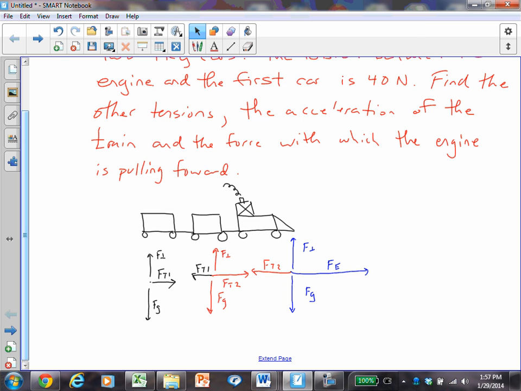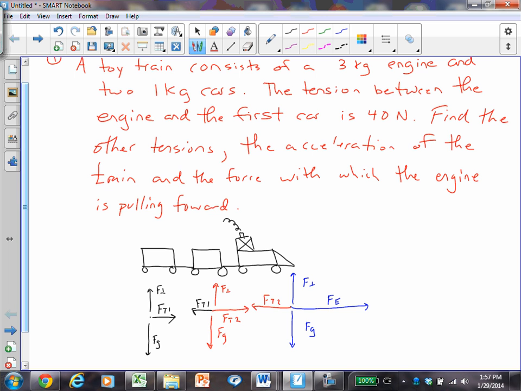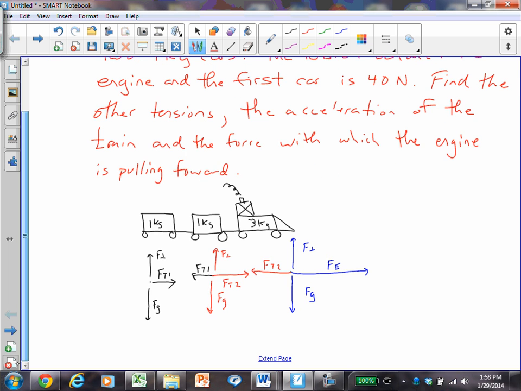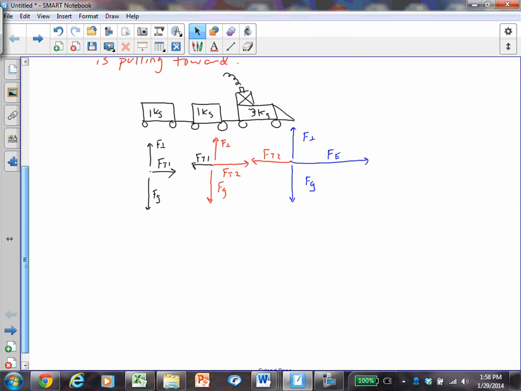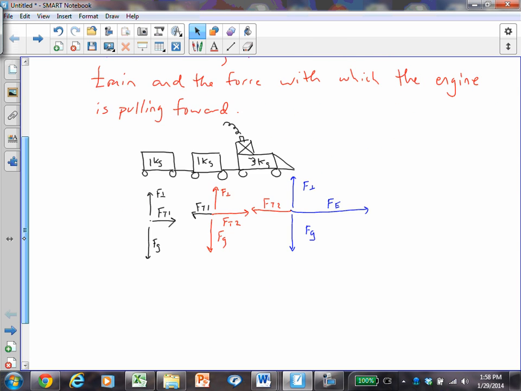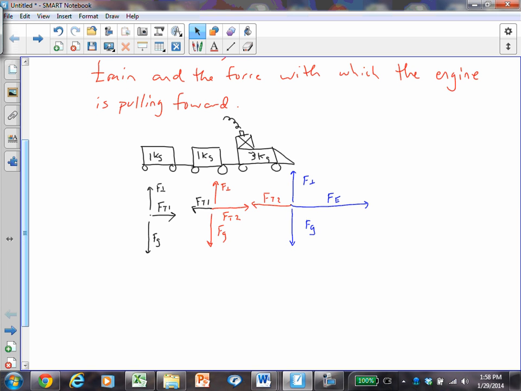Now what force, we're given the masses of these objects. First, 1 kilogram, 1 kilogram, 3 kilograms. We're also given a force, the tension between the engine and the first car. What is that? It's 40 newtons, and which one is it on our diagram here? FT2, right? So we're going to have to use a free body diagram with that to start, right? So let's start at this side over here, the blue one, I guess.